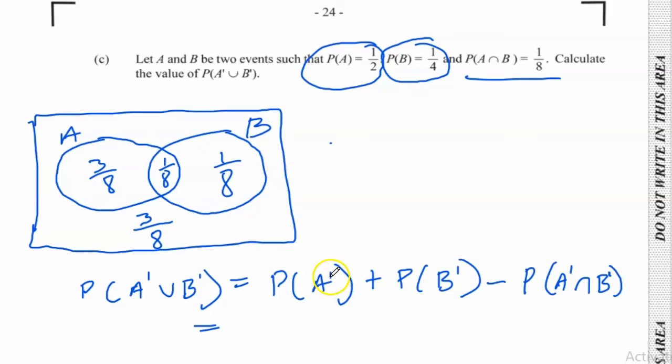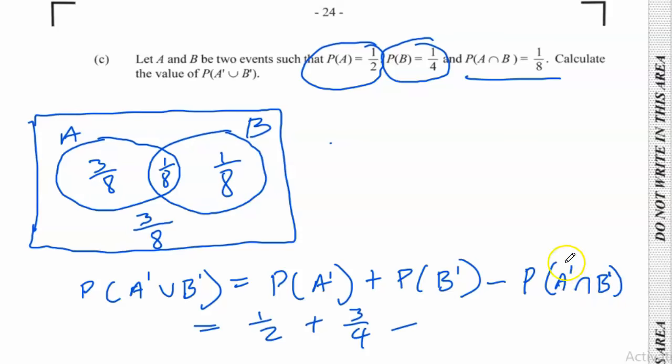If you look at A, A is a half. So A complement will be 1 minus a half. If you look at the diagram, A complement is everything outside of A there, right? Which is 1/8 and 3/8. That's a half. B complement should be 3/4. But if you look at the diagram here, B complement is everything outside of B, which is 3/8 and 3/8. That's 6/8. Same as 3/4, right?